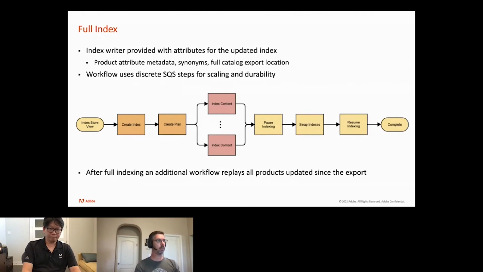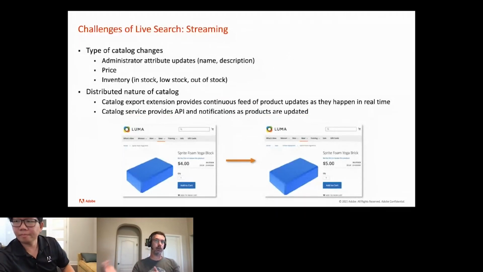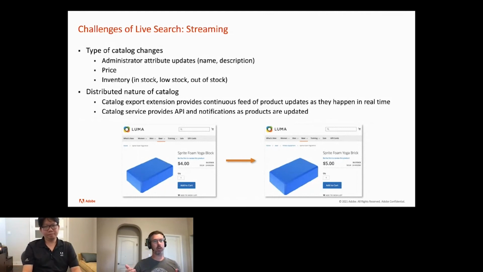So next slide. Now let's talk some about streaming. Unlike before, where we were talking about things that affect the entire index, now we're talking about things that affect just a single product or a group of products in that index. So things like changing the name of a product, or the description of a product, or changing its price.